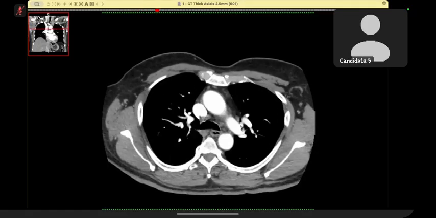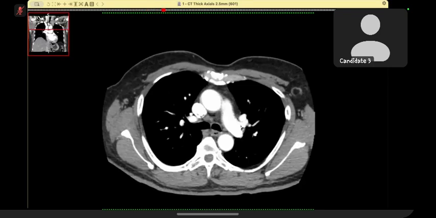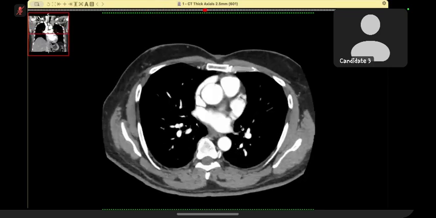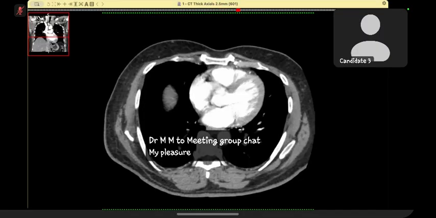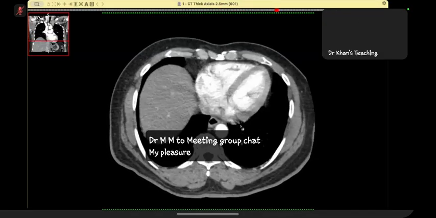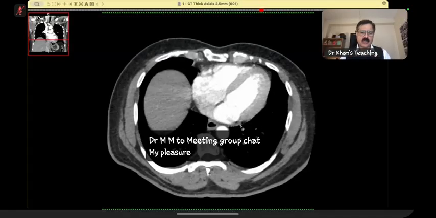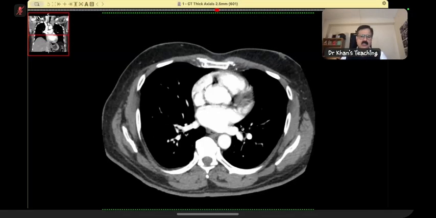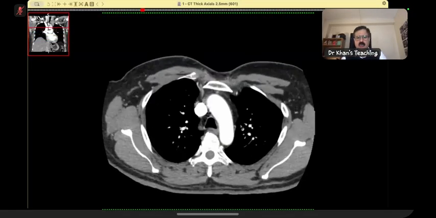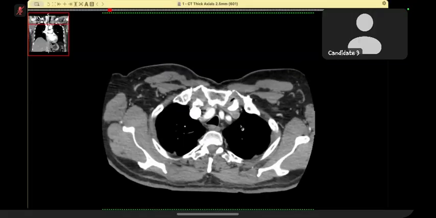Great vessels are normally enhanced with the contrast. No definite mediastinal lymph nodes. Ascending and descending aortas are normal. Because of time factor, just concentrate on the upper chest. Clinically, also, we are interested in the upper chest.